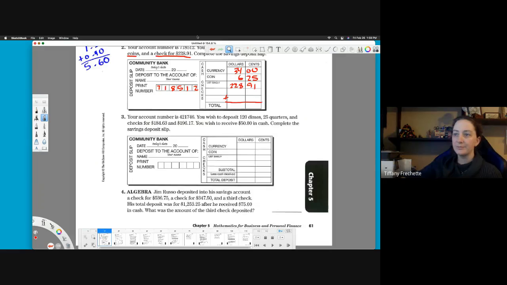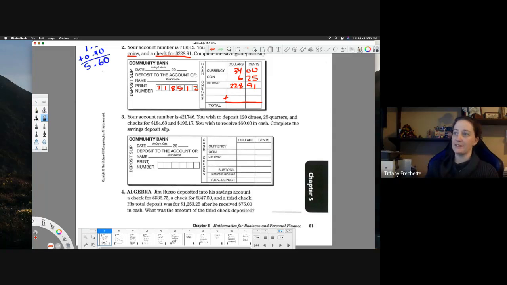So these bottom 2 are very similar. So this one, exactly the same idea. You're going to fill out the account number, today's date, your name, and then just fill this in. The only difference is they're going to make you calculate some of the pieces here, because you wish to deposit 120 dimes and 25 quarters and a check for these 2 amounts, and you want to receive cash back. So they're making you go through and fill that out. And this one actually has a spot for less cash received. A lot of the time they do have that.